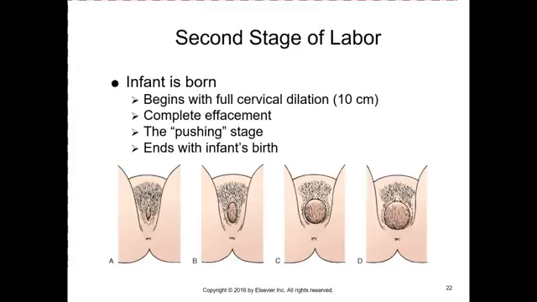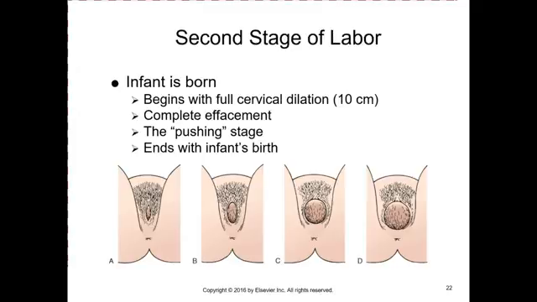Okay, so now we're ready for the second stage of labor. Second stage is from complete dilation and effacement, so 10 centimeters, to when the baby is born. So it begins with 10 centimeters and complete effacement at 100%, it's the pushing stage, and it ends with the infant birth. You can see here the progression of birth in A, B, C, and D in the pictures.